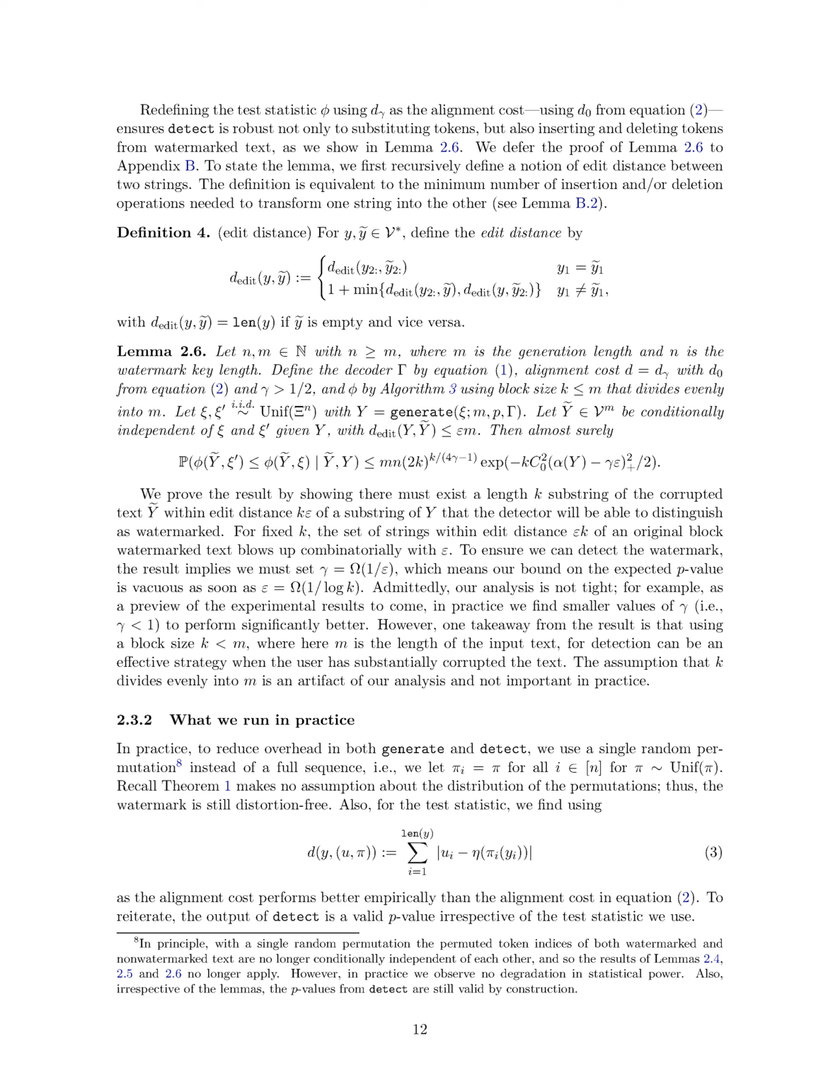Section 2.3.2, What we run in practice. In this section, the authors discuss the practical implementation of their watermarking strategy. They explain that to minimize overhead, they use a single random permutation instead of a full sequence. This means that the permuted token indices of both watermarked and non-watermarked text are no longer conditionally independent of each other. This could potentially affect the results of certain mathematical proofs, but the authors note that they have not observed any decrease in statistical power in practice.